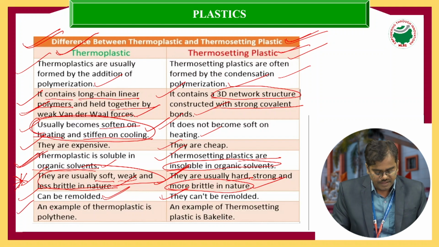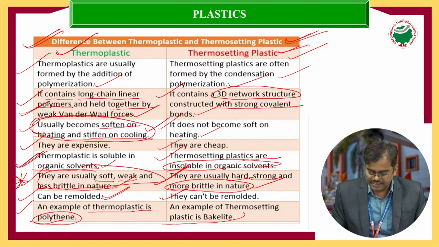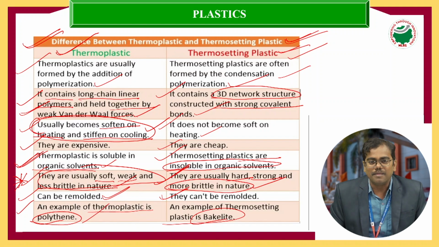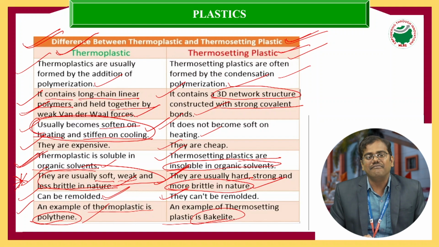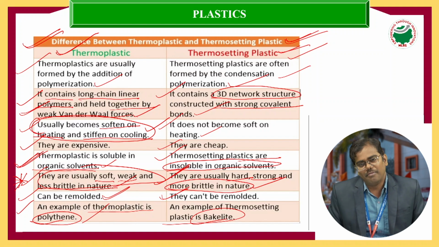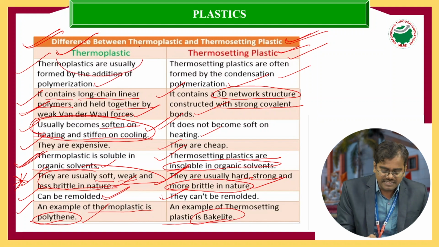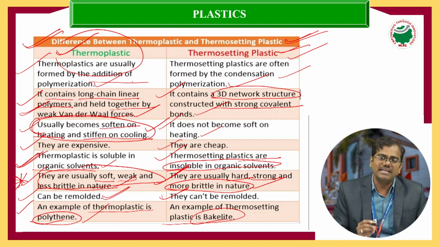The last point is examples. An example of a thermoplastic is polyethylene. An example of a thermosetting plastic is bakelite resin. Many examples are there: polyethylene, polyvinyl chloride, polyvinyl cyanide, polybutadiene. All these polymers are prepared from unsaturated chemical compounds, which are involved in addition polymerization. Thermoplastic resins are also prepared by addition polymerization.